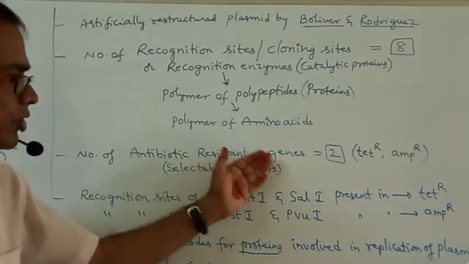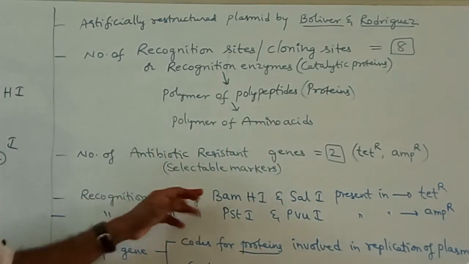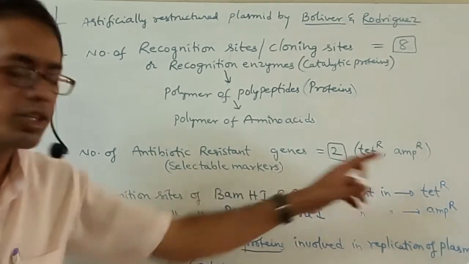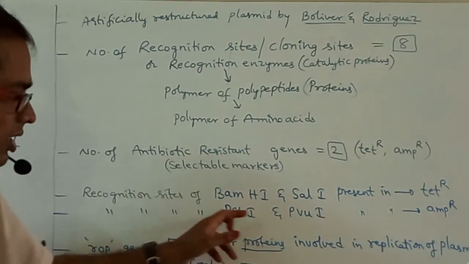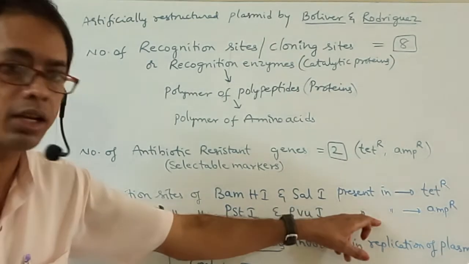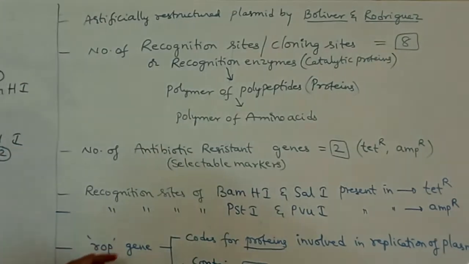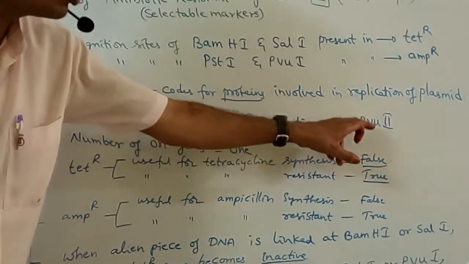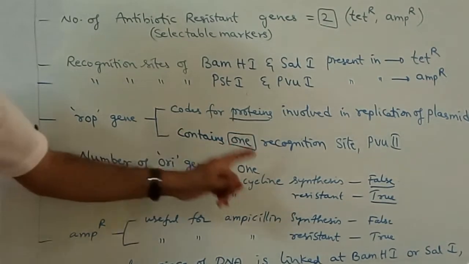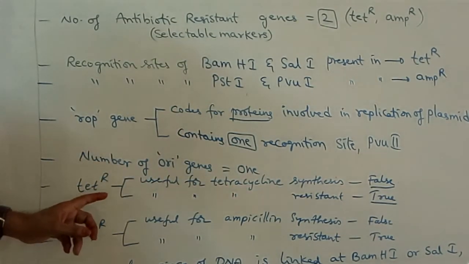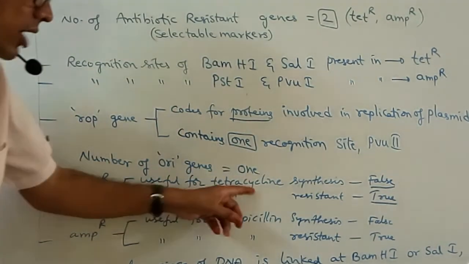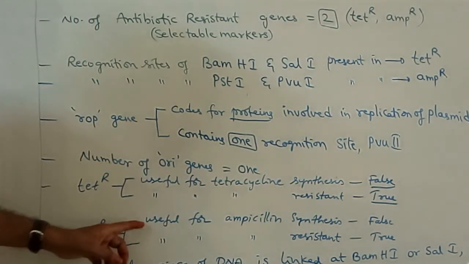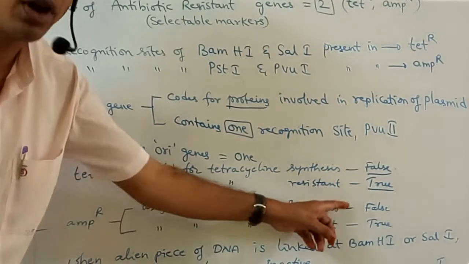Number of antibiotic resistant genes: 2. Recognition sites of BamHI and SalI are present in the tetracycline resistant gene. Recognition sites of PstI and PvuI are present in the ampicillin resistant gene. The rop gene codes for proteins. The rop gene contains only one recognition site, that is PvuII. Number of ori means only one. The tetracycline gene is useful for tetracycline synthesis, false. Tetracycline resistance, true. The ampicillin resistant gene is for ampicillin synthesis, false.